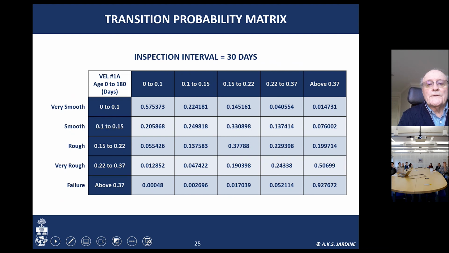These are transition probabilities. It was vibration monitoring. And if you speak to vibration monitoring people, they have charts that tell you what you mean by very smooth, what you mean by smooth, what you mean by very rough, what you mean by failure. So they have these charts. And so we used one of these charts from the vibration monitoring people, and we were able to get these transition probabilities of going from one state to another state between an interval of 30 days.